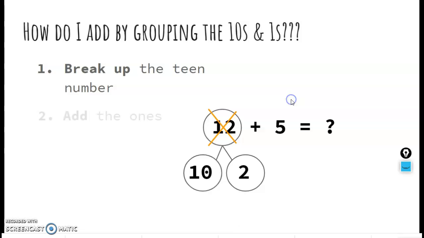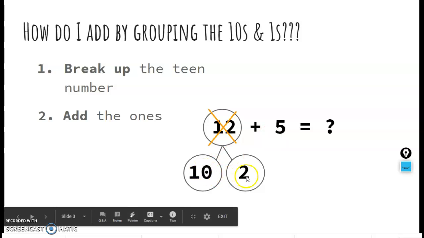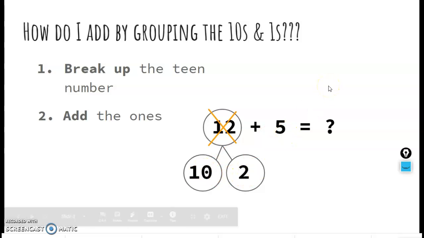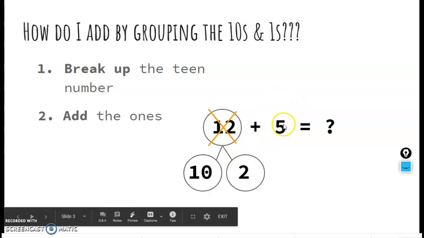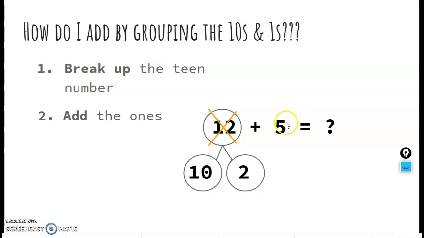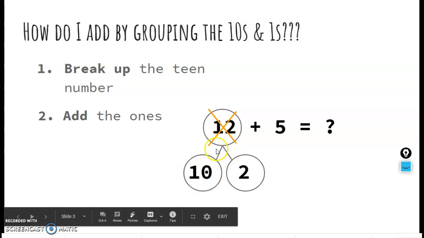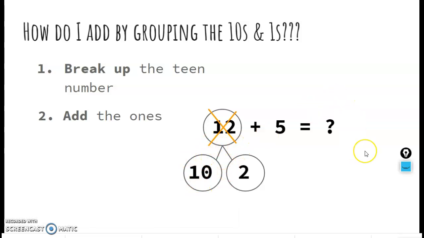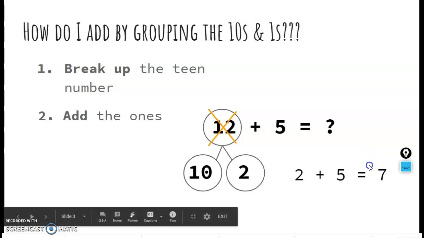All right, moving on to step number 2, we're going to add the ones. So I have 3 numbers left here, 10, 2, and 5. 2 of these numbers are ones. They only have ones. Which of those 3 numbers, 10, 2, and 5, are only ones? Hopefully you said the 2 and the 5. You can also think of it as adding the digits. 2 and 5 are digits, or they're the ones. 10 is a teen number, remember, instead. So I'm going to, on the side here, add 2 plus 5, and that equals 7.